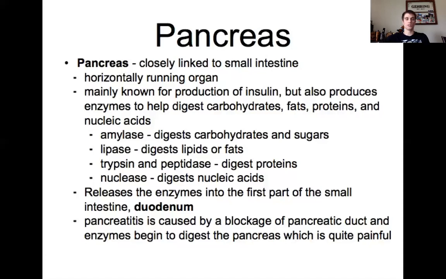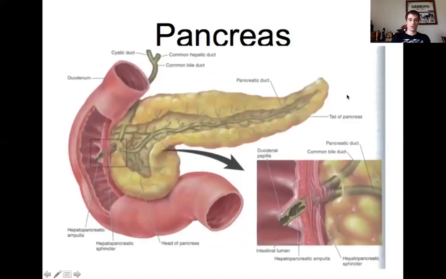And we will start talking with the pancreas. Your pancreas does a number of things.